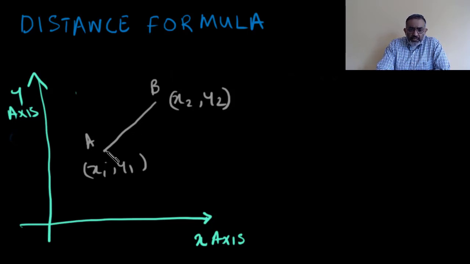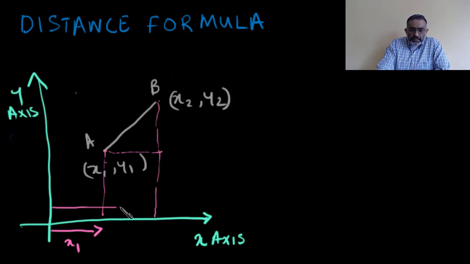Now, what we need to think about is a right triangle like this. If we had this distance and this distance, we could apply the Pythagoras theorem here. How do we get this distance? Now, we need to look at the x coordinates here. All right. We know that this distance is x1 and this distance all the way till here is x2.